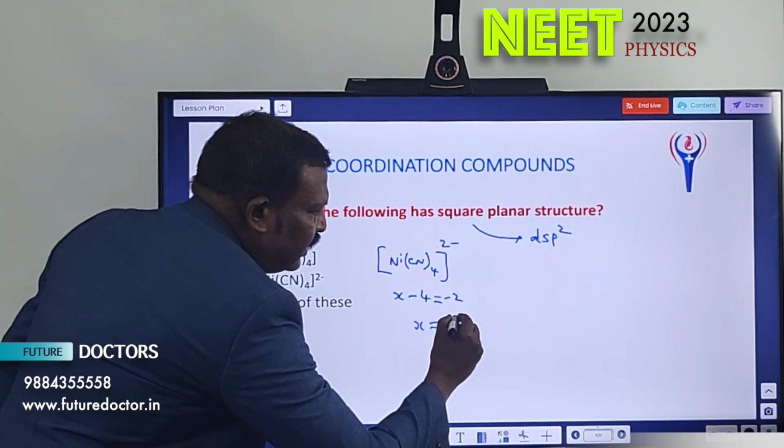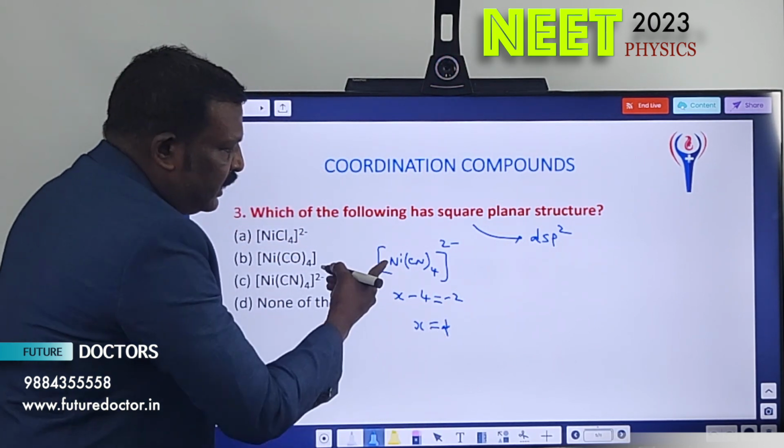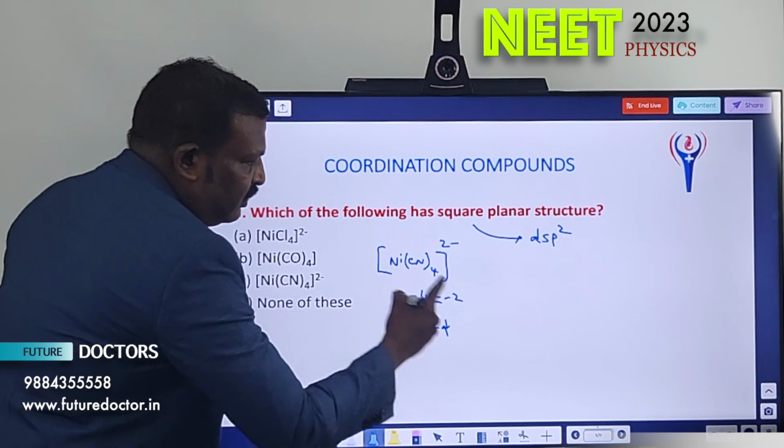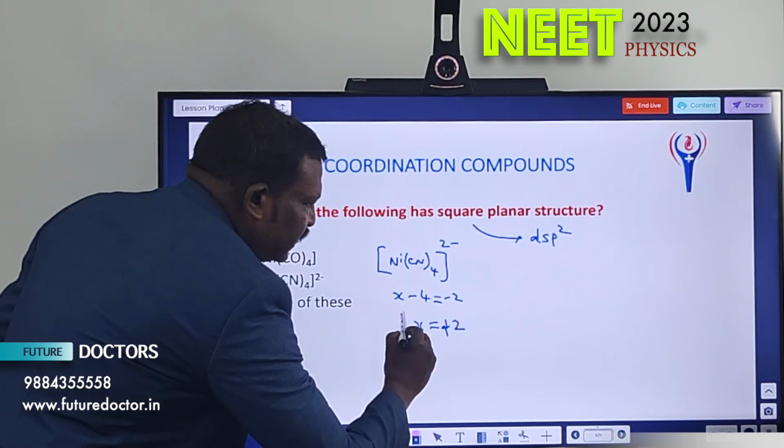Always we will be getting only a plus value, not a minus value, because we are finding for a metal, and metals are of electropositive character. Then only we will get the positive value. So the answer will be X is equal to plus 2. Understood?